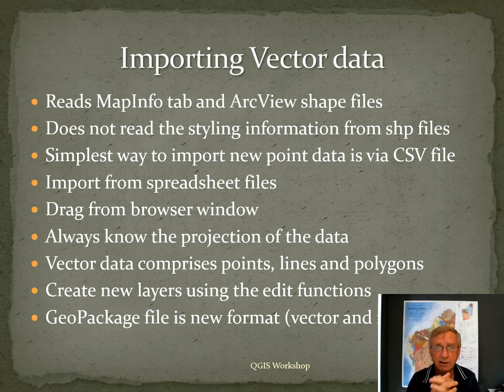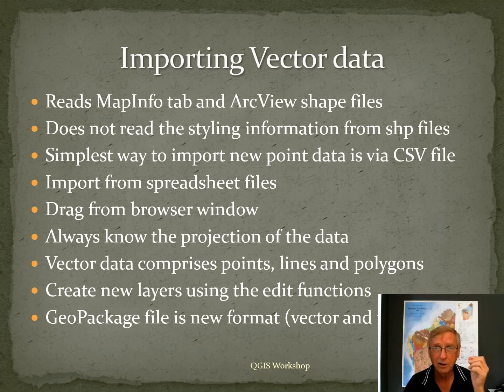With point data, the easiest way to import new data is via the comma separated variable or CSV file. Make sure you check the preview window when you're importing data to make sure QGIS is assigning the correct data type to the fields. Data can also be imported from Excel or other spreadsheet formats.